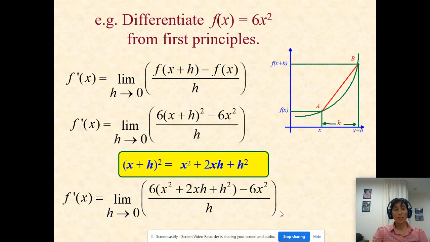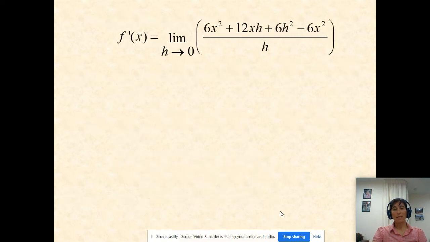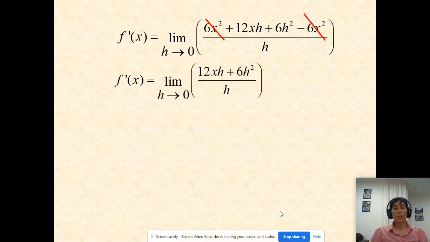Then we'd simply expand and simplify what's happening inside those brackets. So if we expand out the multiplying by 6, we would get a line like this, and then hopefully you'd see that you're going to cancel out the 6x squareds. So what are we left with now? We should have that the gradient is the limit as h tends towards 0 of 12xh plus 6h squared all divided by h. But we can simplify again.